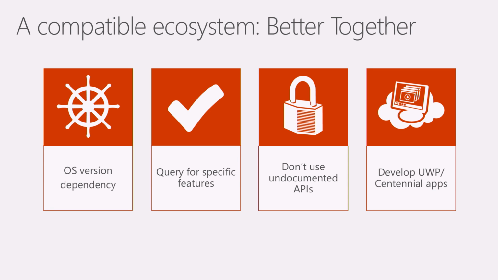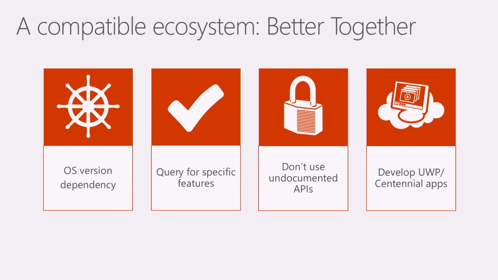How can we maintain a compatible ecosystem? Like, how can we work together? I think what I talk about here is not only what not to do, but a couple of best practices. The biggest issue that we see which causes compatibility issues is actually taking a dependency on the OS version. Okay? If your app takes a dependency on the OS version, the next time we come back and rev the OS, your app is going to break. Okay? So make sure that you do not take a hard dependency on the OS version.